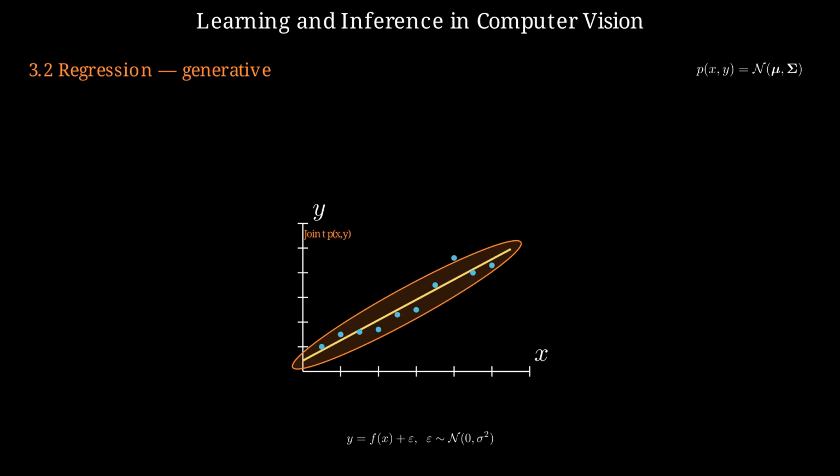We might model y equals f of x plus epsilon with epsilon Gaussian, or place a prior on W in linear regression. Heteroscedastic models let noise variance depend on x, useful when sensor noise grows in dark image regions. Mixture density networks output parameters of a Gaussian mixture for each x, capturing multimodal targets such as depth ambiguities and reflections. The unifying theme: specify how data are generated, then derive conditionals for prediction.